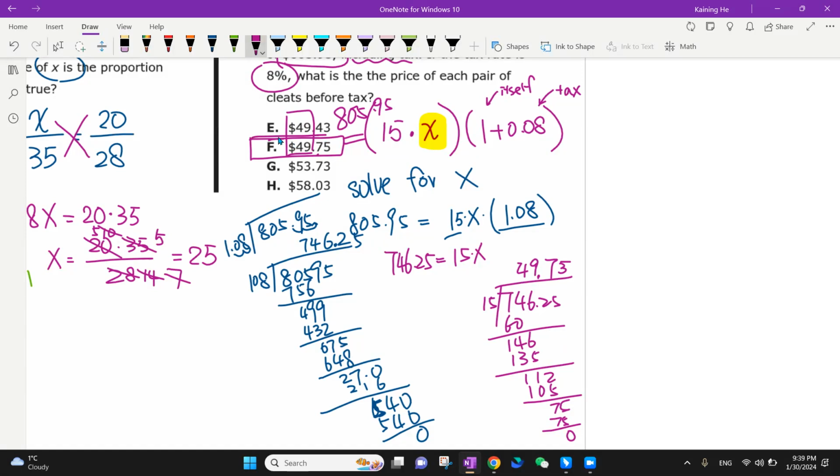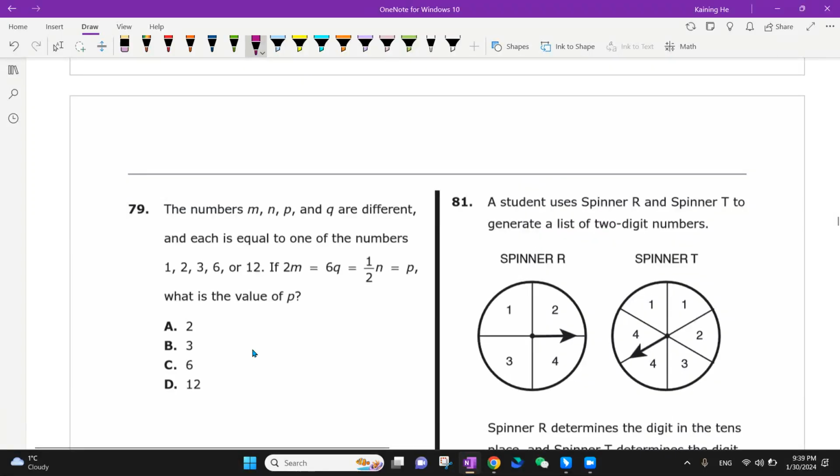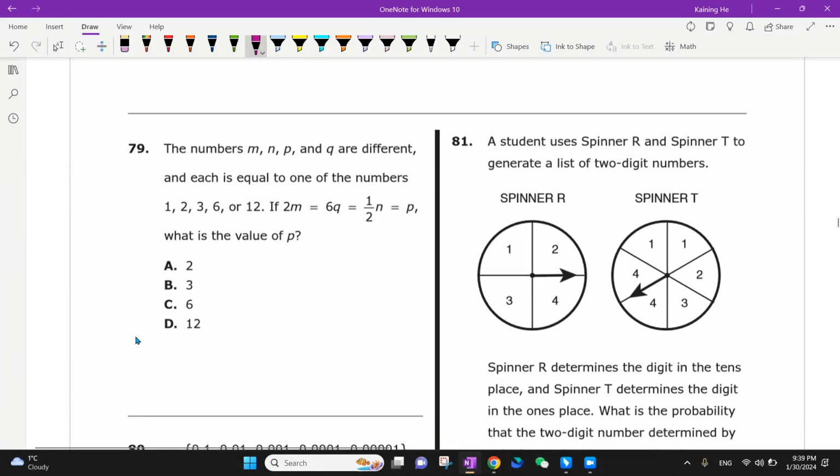But if you do have a calculator and they permit you to use a calculator on specific questions, then you're allowed to use a calculator, just like that. Okay, we have 2 very, very long divisions.